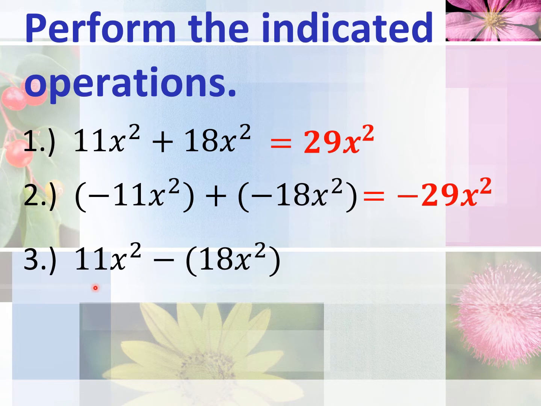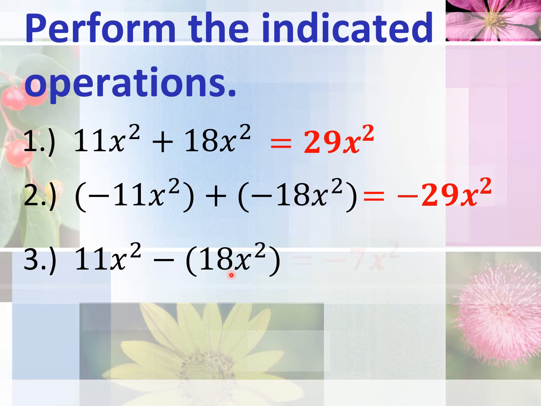Next, number 3. 11x squared minus 18x squared. So, again, kailangan natin i-check kung ang variable ay parehas at the same time yung kanilang exponent. So, since subtraction tayo, we need to follow the rules of subtracting integers. So, we need to change the sign. And this operation, magiging addition yan. Tapos yung sign ng 18 ay magiging negative. So, magiging 11 plus negative 18.